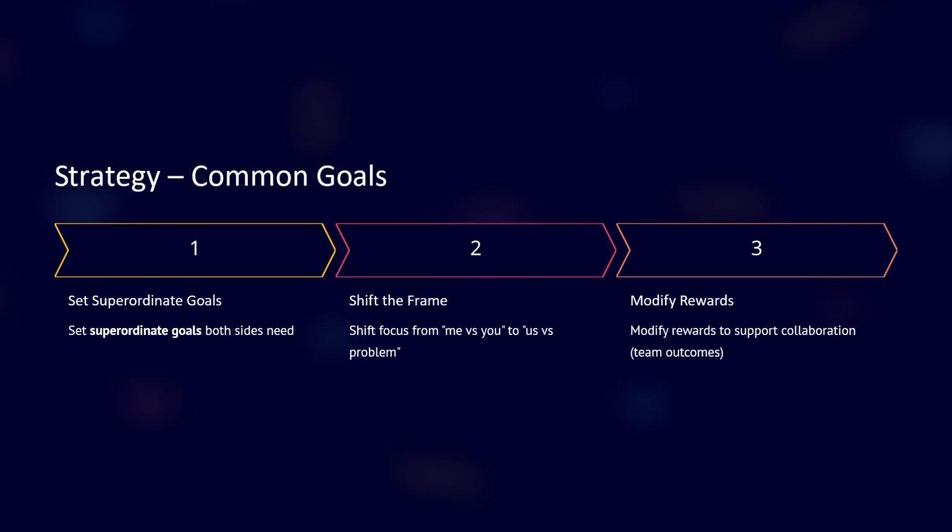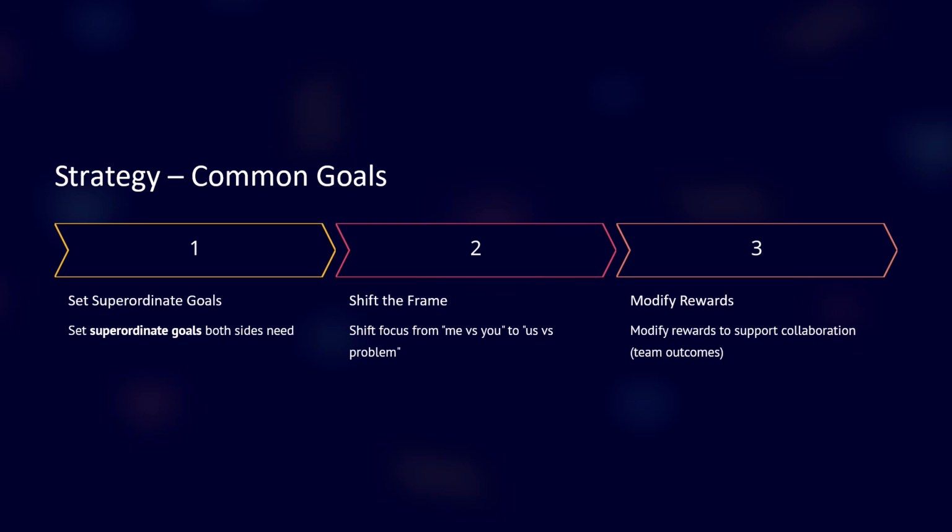Now we move to the strategies. The first and most powerful is establishing common goals, also known as superordinate goals. These are high-level goals that both parties care about, which can only be achieved if they work together. When people realize they need each other to succeed, they are much more likely to put their differences aside.